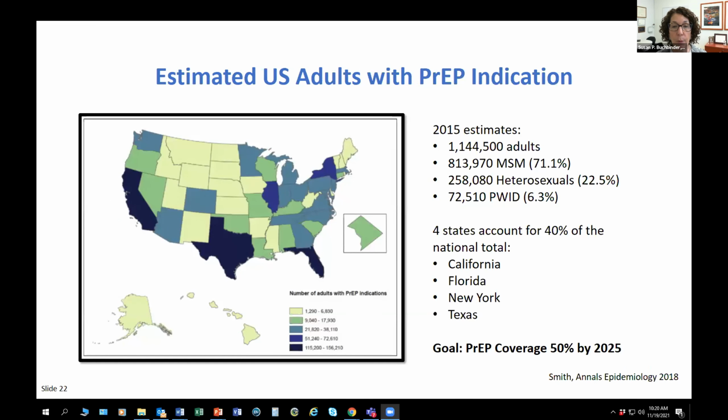So how many people, what do we need in terms of coverage? How many people actually need PrEP? It's been estimated to be about 1.2 million: over 800,000 men who have sex with men, over 250,000 heterosexuals, and over 72,000 people who inject drugs might benefit from PrEP. And these are 2015 estimates. It may be even higher now. Four states accounted for 40% of the national total: California, Florida, New York, and Texas. But the goal is to get to at least 50% coverage by 2025.